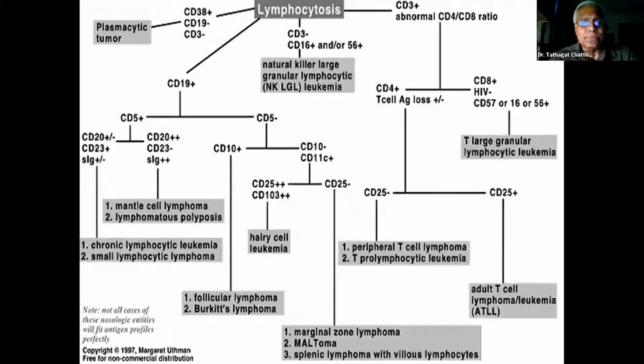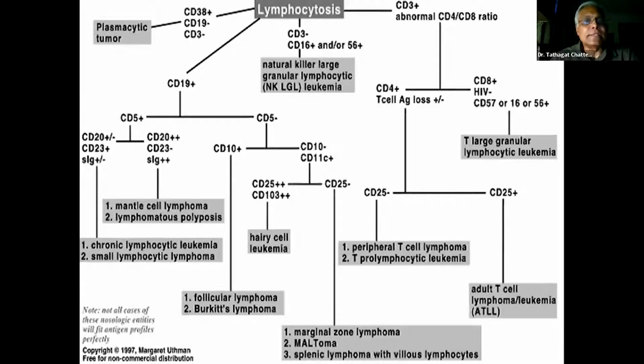We go back to 1997, Margaret Uthman et al. So when she discussed lymphocytosis, she discussed under whether it was CD38 positive, CD19 negative, or CD3 negative. She called this the plasmacytic tumor. Lymphocytosis which are CD19 positive, now go for a CD5. Is it CD5 positive or CD5 negative? If CD5 positive, go for a CD20 which may or may not be positive. Go for a CD23 which is positive. Go for a surface immunoglobulin which may be positive or negative. In such a case, you're dealing with chronic lymphocytic leukemia or small lymphocytic lymphoma.